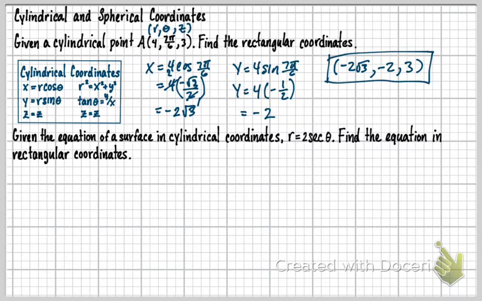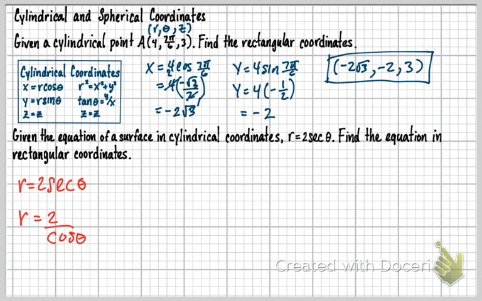Now, moving on to the next one, it says, given the equation of a surface in cylindrical coordinates, r equals 2 secant theta, find the equation in rectangular coordinates. So all I'm going to do is write this problem down. r equals 2 secant theta. I'm going to rewrite secant theta as 1 over cosine theta. So it's r equals 2 over cosine theta. And that's what secant is, 1 over cosine theta.